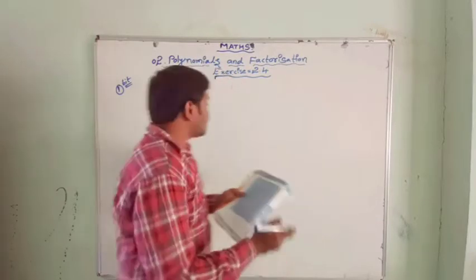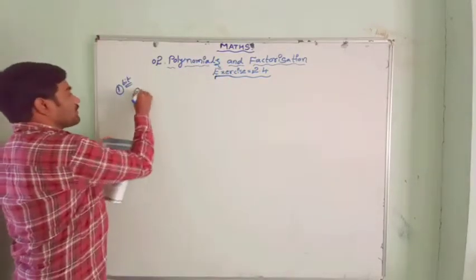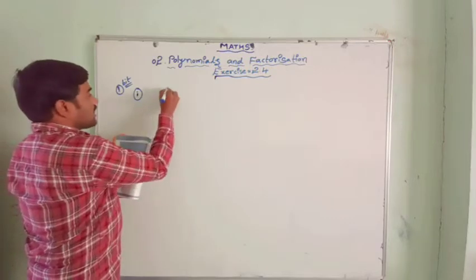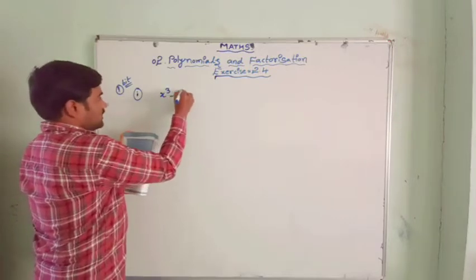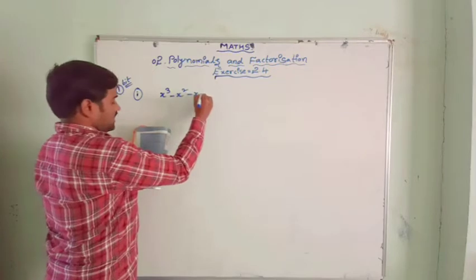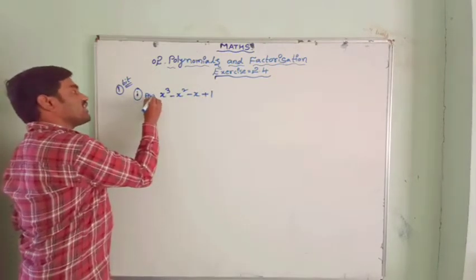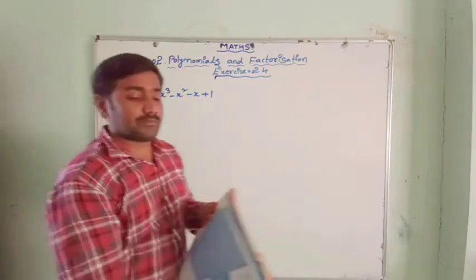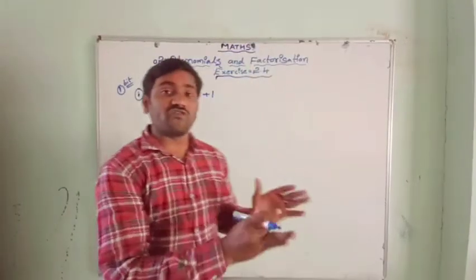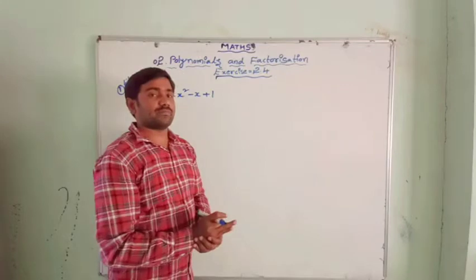Let us see the first one, that is x cube minus x square minus x plus 1. This is a polynomial p of x equal to this. Let us see, is x plus 1 a factor of this p of x or not.